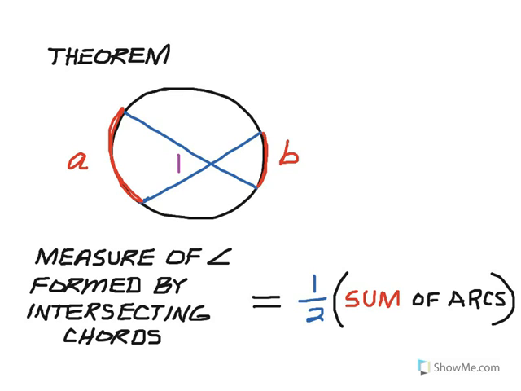The first theorem is that when you have two chords that intersect inside of a circle, anywhere inside of the circle, the measure of the angle formed by intersecting chords is equal to half the sum of the arcs. So in this little diagram, the measure of angle 1 is equal to 1/2 of the sum of arc A and arc B.